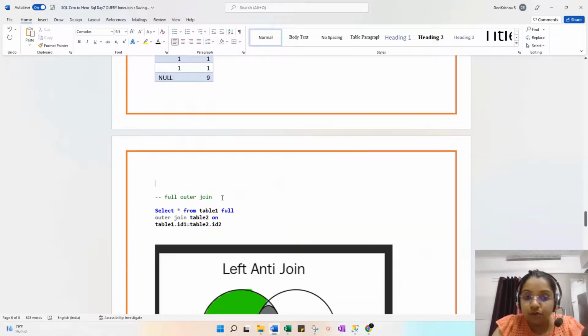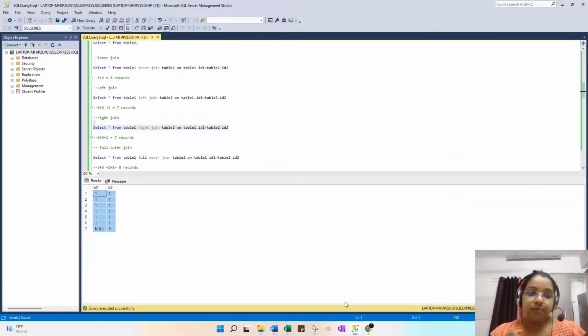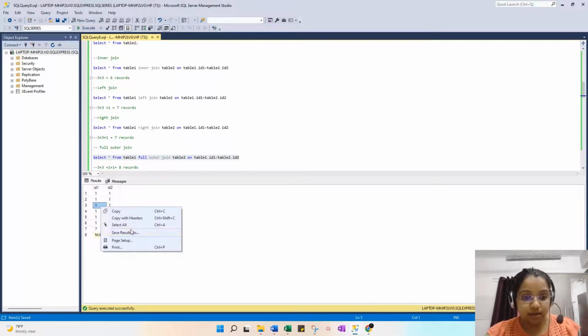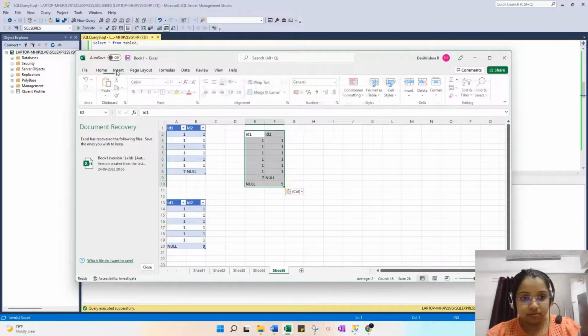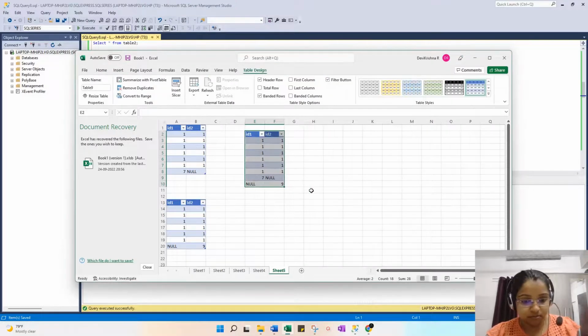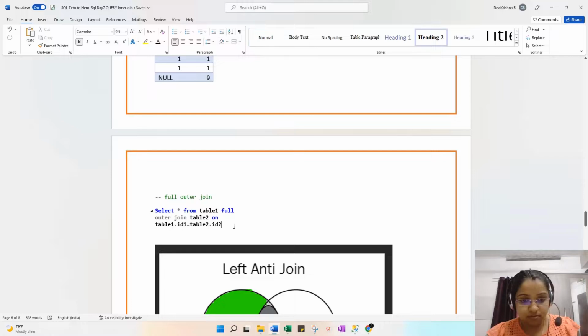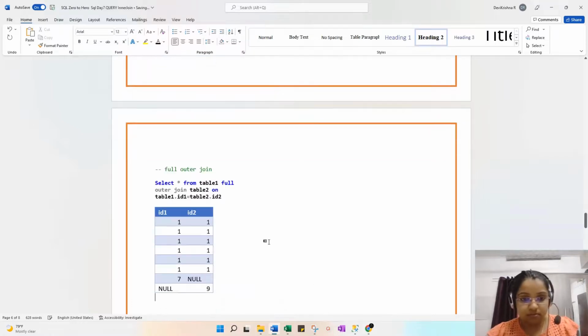Then we are moving on to the full outer join section. In the full outer join, what we can see is 3 plus 3 plus 1 plus 1. That means total 8 records. So I will show you. This is the 8 records: 7, null, null, 9. So these are the 8 records available here. I hope you all are clear on this.